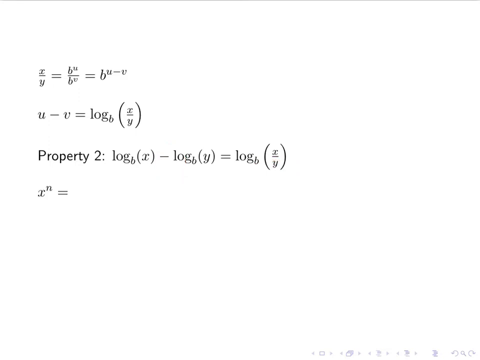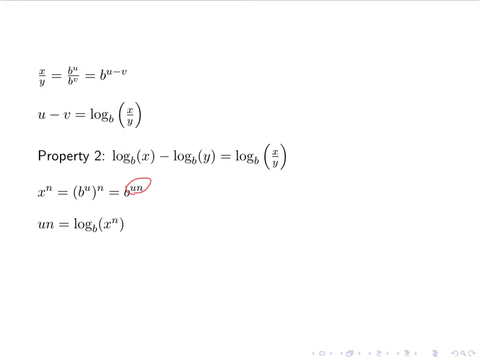The next thing we're going to look at is x to the n. So that's b to the u, to the n. Using rules of exponents, that's b to the u times n. And again, we'll ignore this middle part. We'll translate this into a logarithm using the base b. Right, I've got two exponentials here, so using log base b, we get that u times n, the exponent, is equal to log base b of the left-hand side, which is x to the n.